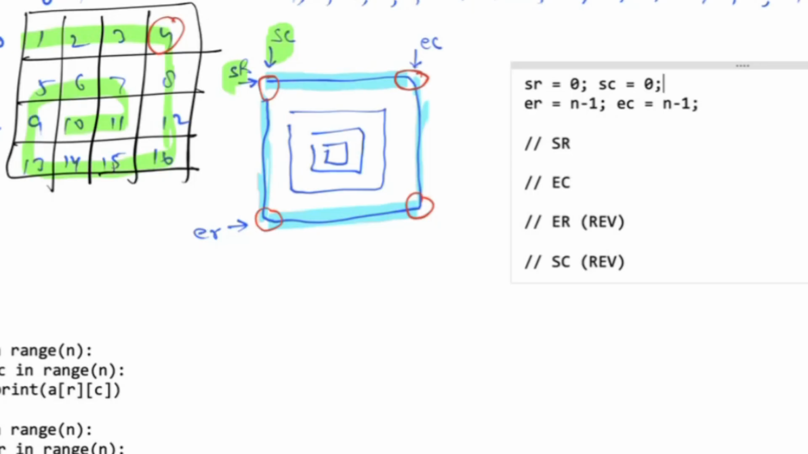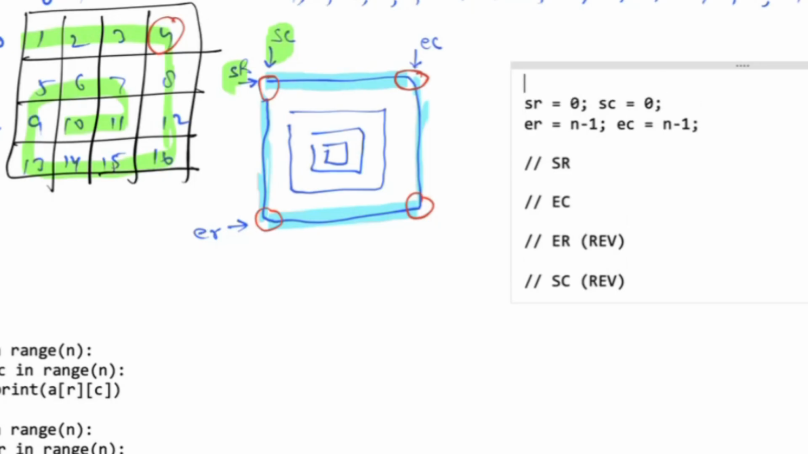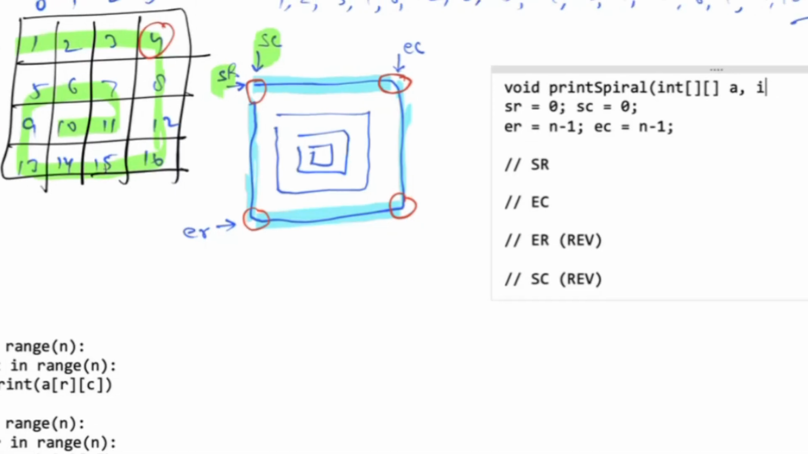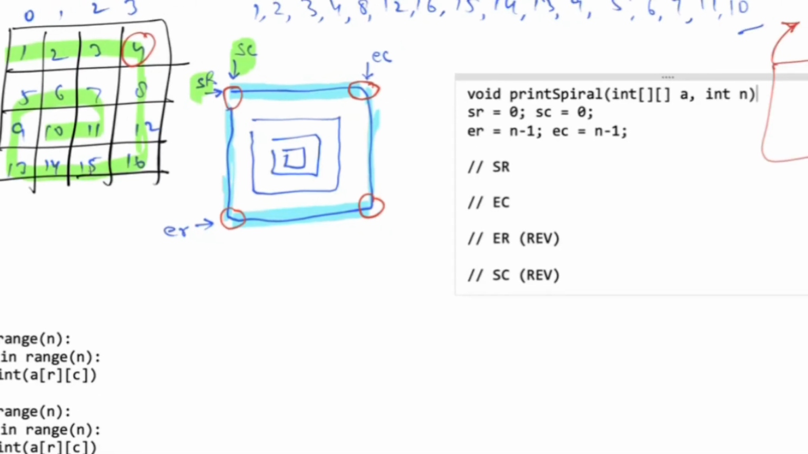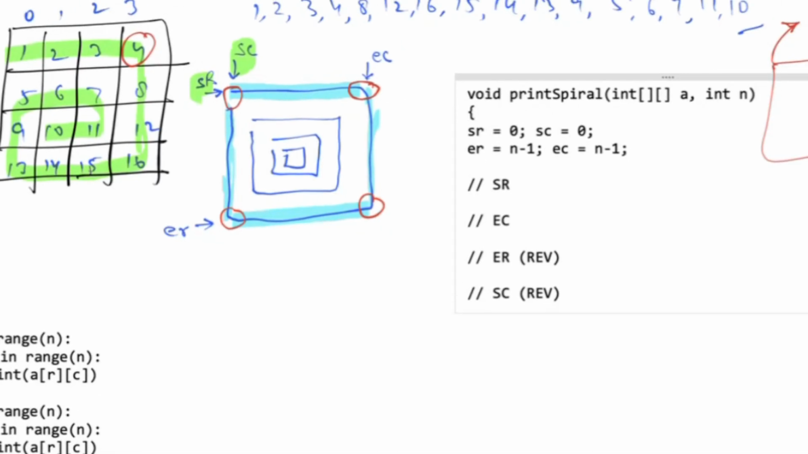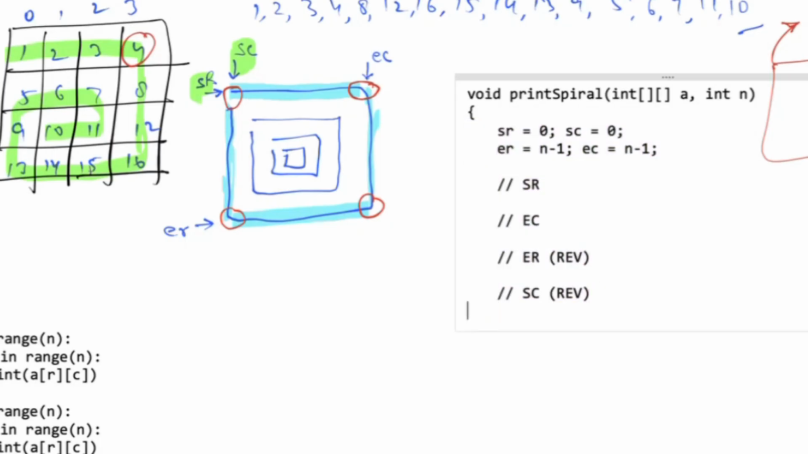Yes, sir. All right. And this is the function. Let me write the signature of the function. Void printSpiral. And we are given a two-dimensional array A. And let's say n is also a parameter, even though we do not need n as a parameter, we can always say a.length, right? Yes, sir. All right.